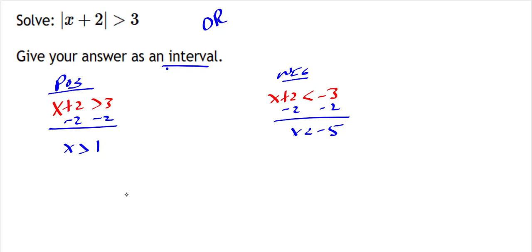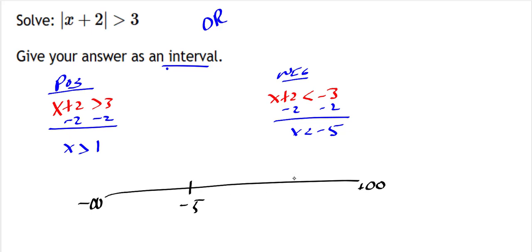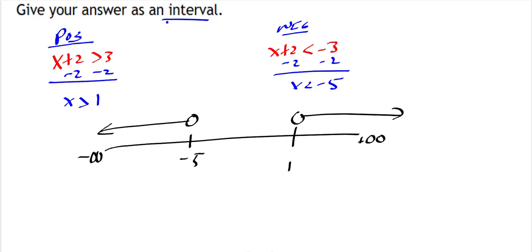All right, so we're going to quickly do a quick little number line, okay? We've got -5, we've got 1. x is greater than 1, so it goes this way. x is less than -5, it goes that way. So our interval is going to be negative infinity all the way to -5, parentheses, union, 1 to infinity, with parentheses there, all right?